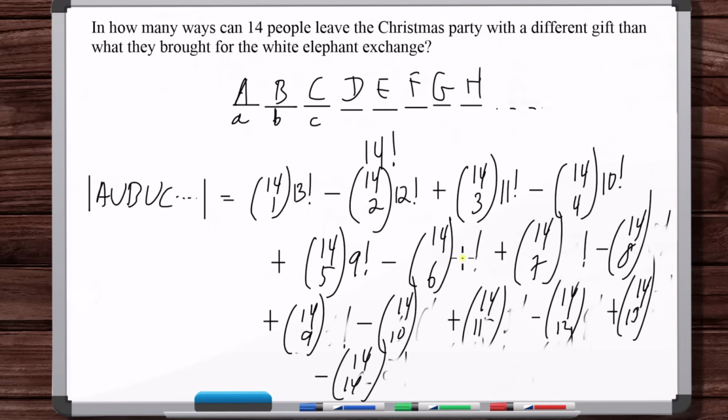So 10 factorial, 9, 8, 7, 6, 5, 4, 3, oh, come on. 13, 12, 11, 10, 9.